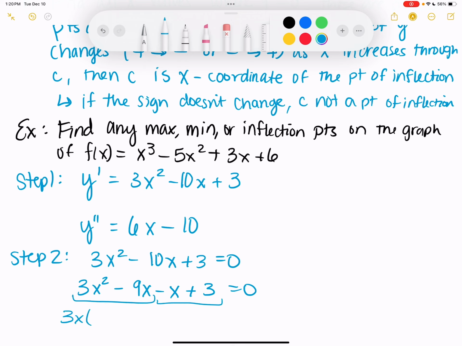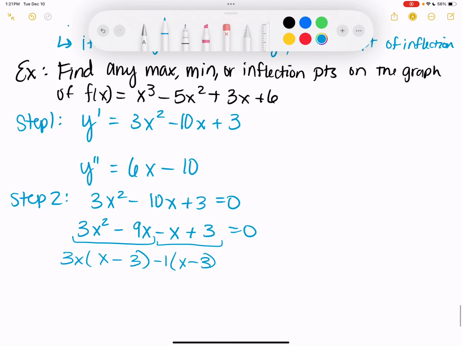So take out a 3x, I'm left with x minus 3. Take out a negative 1, left with x minus 3. I can never figure out what the proper way to denote that is when there's a negative on the second one. I decide based on what the first parentheses was. I don't want it to look like it's 3x times x minus 3, and then minus 1 times x minus 3. Technically it is. Okay, thank you. My brain understands that now.